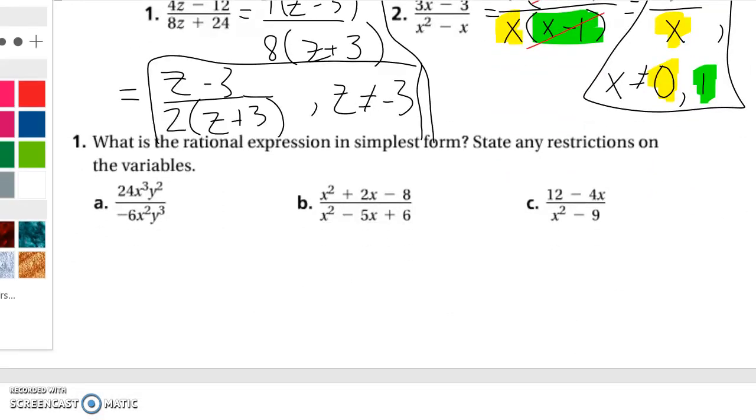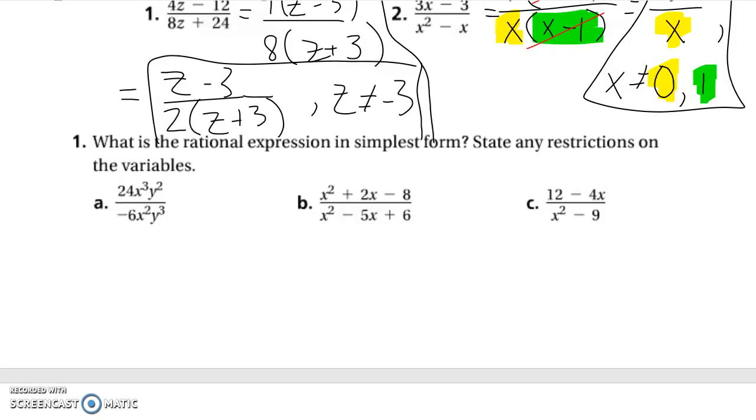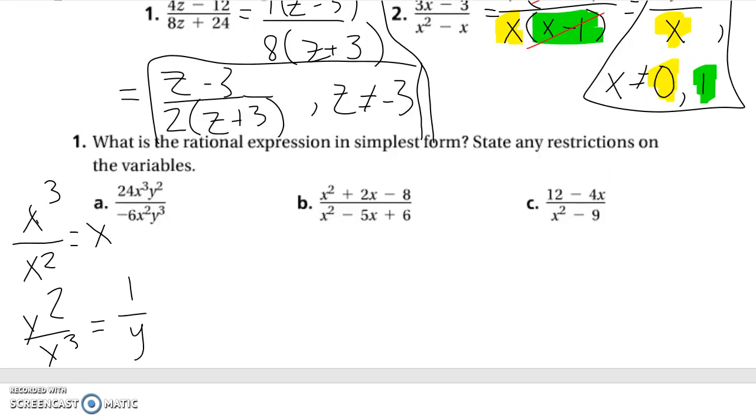Here are 3 more examples of a similar idea, just a little bit more involved. So I'm going to do a couple side notes here. We have an x cubed in the numerator and an x squared in the denominator, which just simplifies to x. We have a y squared in the numerator over y cubed in the denominator, which simplifies to 1 over y. And then 24 over negative 6 simplifies to negative 4. So we are left with negative 4x divided by y as our final answer. And x cannot be 0 and y cannot be 0.